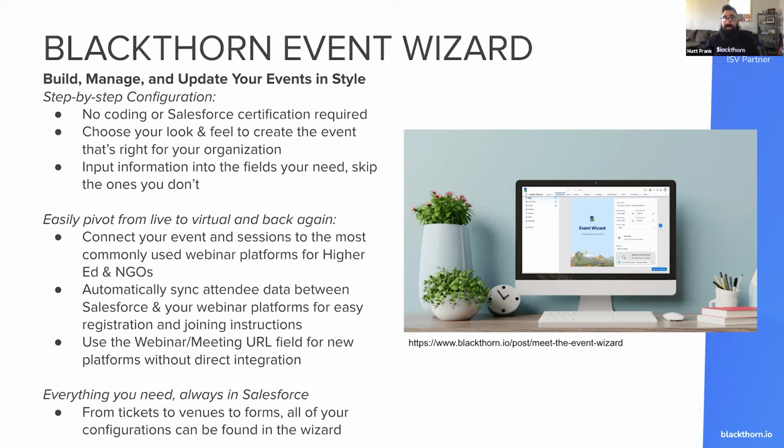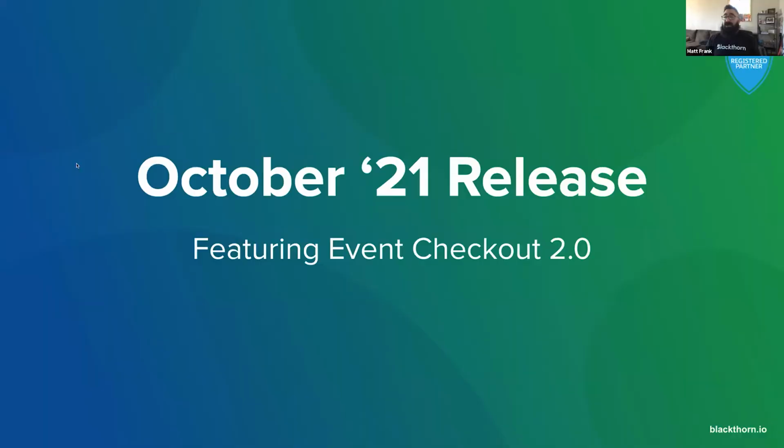And it's all about digital acceleration at the end of the day, making sure that you can get what you need out of Blackthorn quickly to enhance the experience for your organization and your events attendees. And this is a great way of doing it. So the event wizard is a great step into what we're going to talk about now, which is ultimately the 21 release, right? October 21 release.